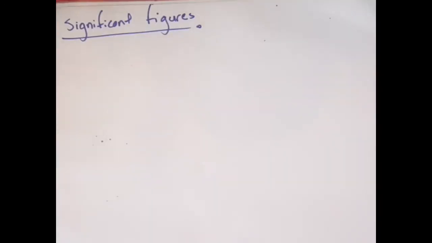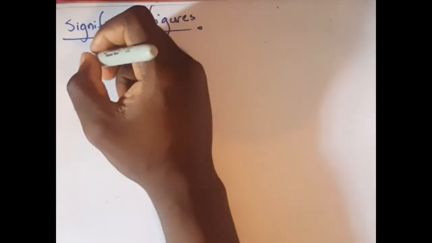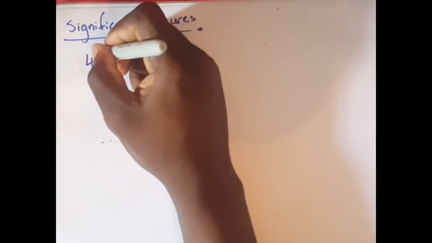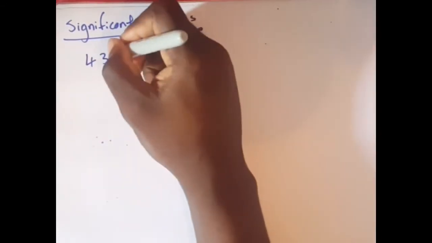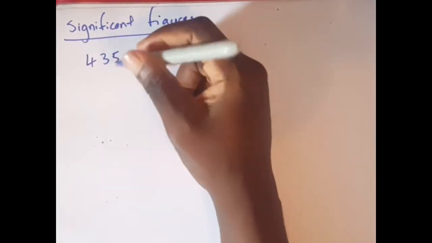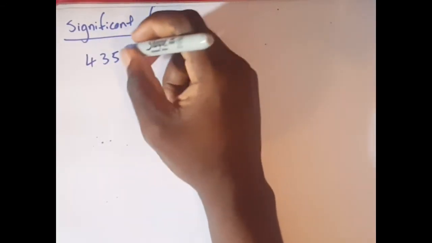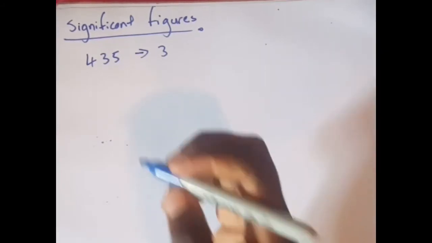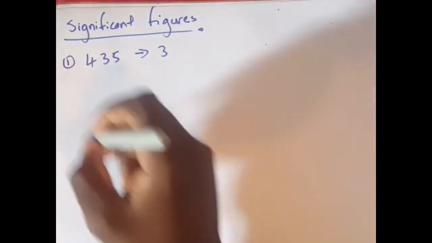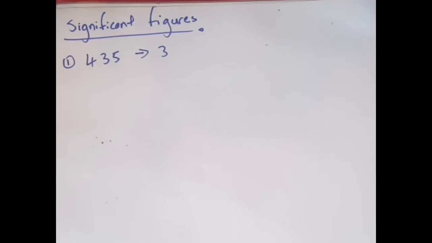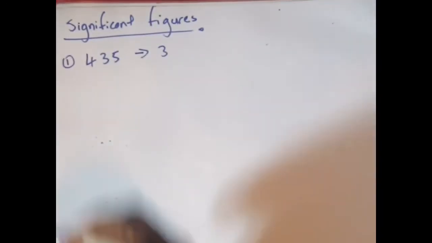Now to significant figures. There are some rules in significant figures. All integers except 0 are considered significant. So if I have 4, 3, 5 in 435, there are 3 significant figures, and there's a next rule. This is rule 1: all non-zero digits are significant figures.